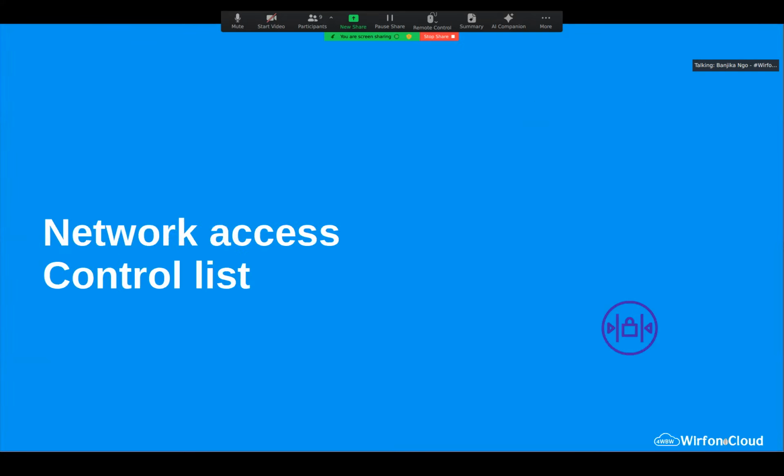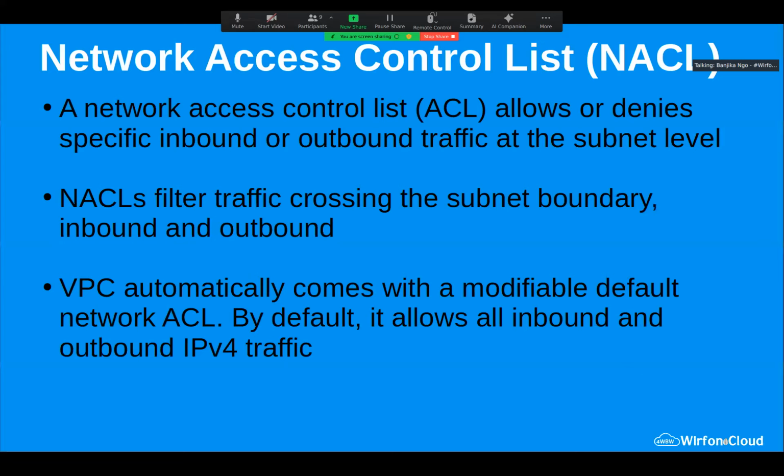But now, security is always important. What if you want to put some restrictions? This is where network access control lists come into play. And what is a network access control list? It is made of allow or deny rules for specific inbound or outbound traffic, and it works at the subnet level. Very important to remember that network access control lists work at the subnet level.